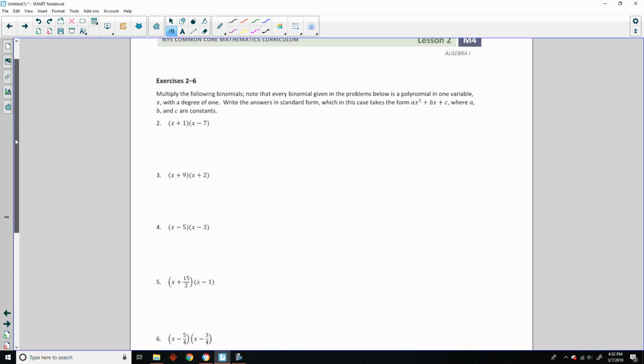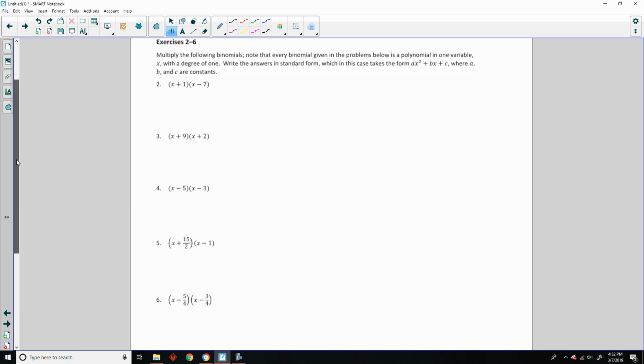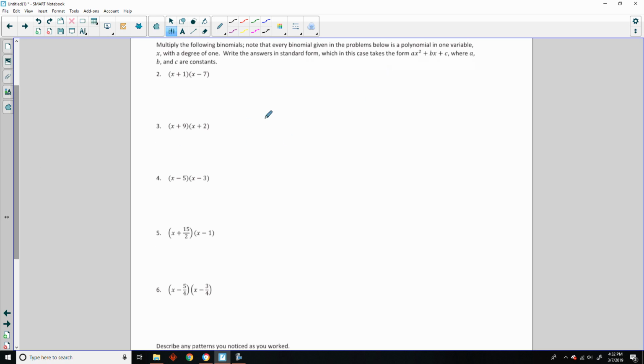Exercises 2 through 6 say multiply the following binomials. Note that every binomial given in the problems below is a polynomial in one variable, x, with a degree of 1. Write the answers in standard form, which is right here, where a, b, and c are constants. And actually a and b are coefficients. Okay, so x plus 1 times x minus 7. These are exercises, so pause the video, see if you can do it, and then we'll see how you did.